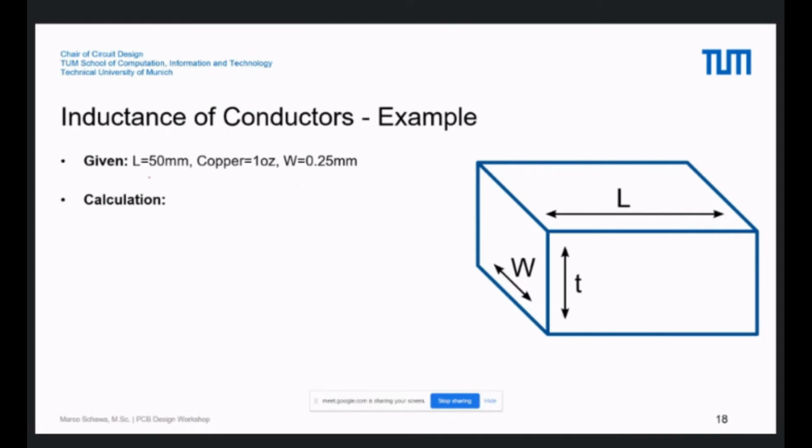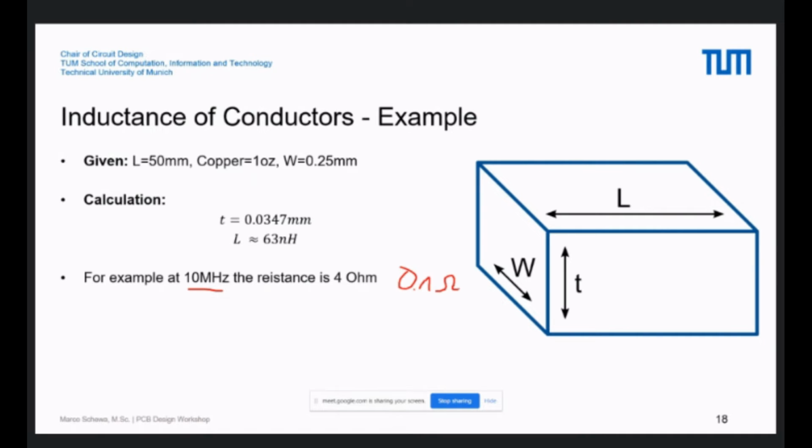And if you use the same sizes as before, then we have a 63 nanohenry inductance of the trace. So for example, if you have a 10 megahertz signal, the resistance is then 4 ohms. So it's much higher than the 0.1 ohm. It means that what your signal source sees is only an inductor. And this can be a problem for high frequency. So you then have a mismatch and you will lose energy.